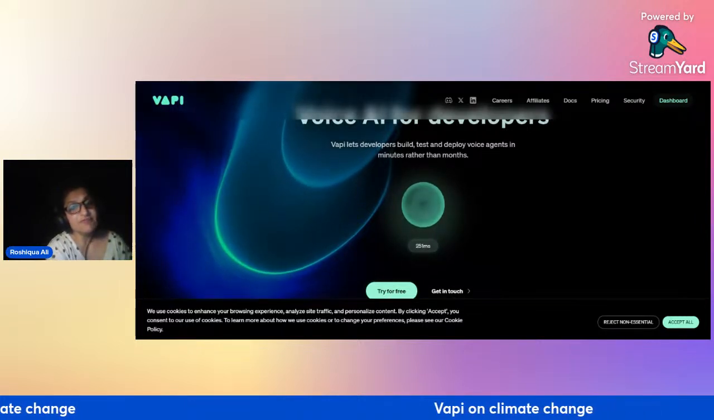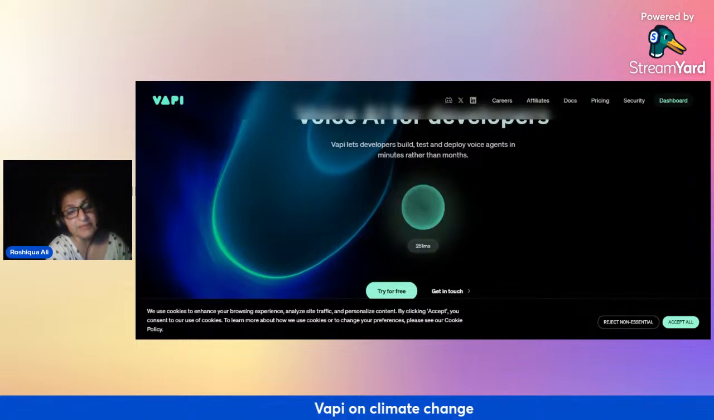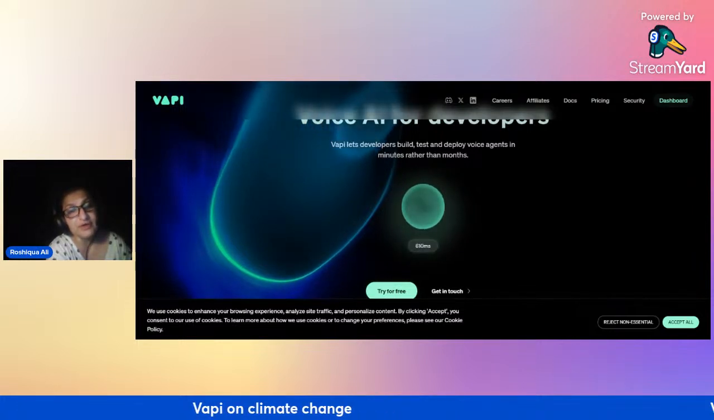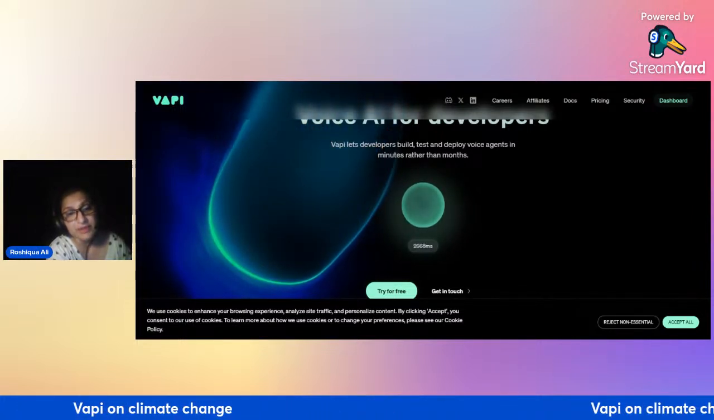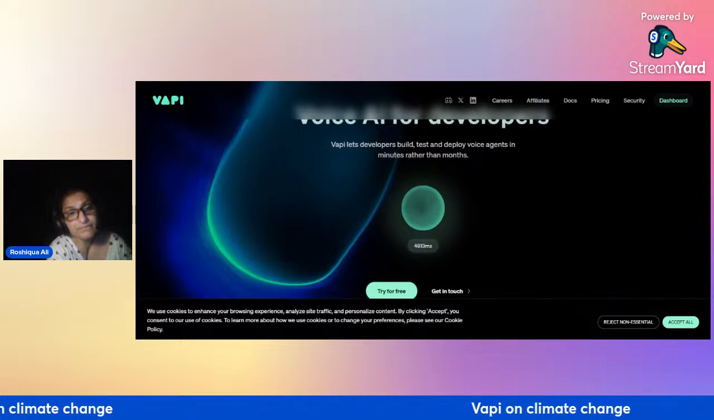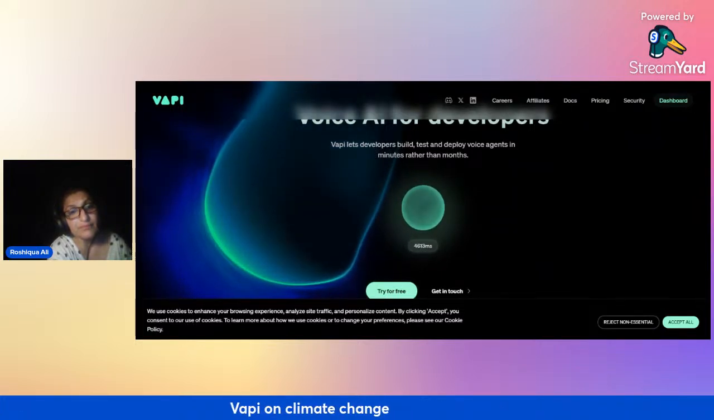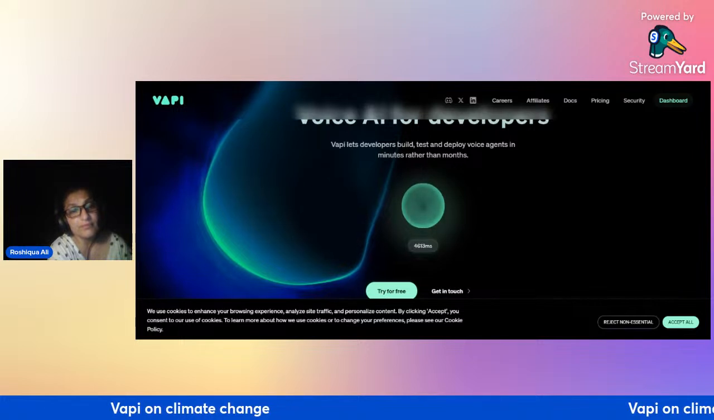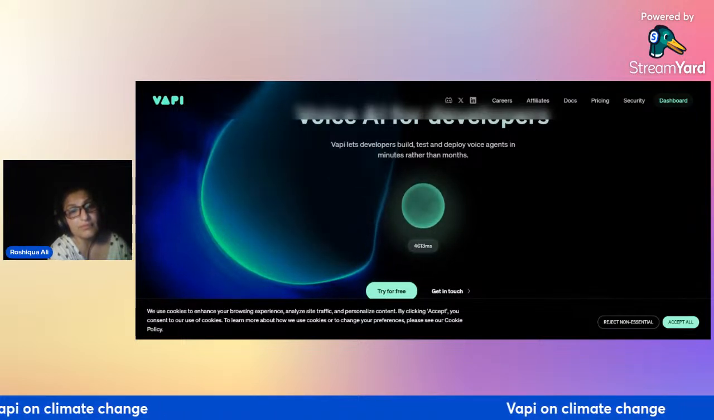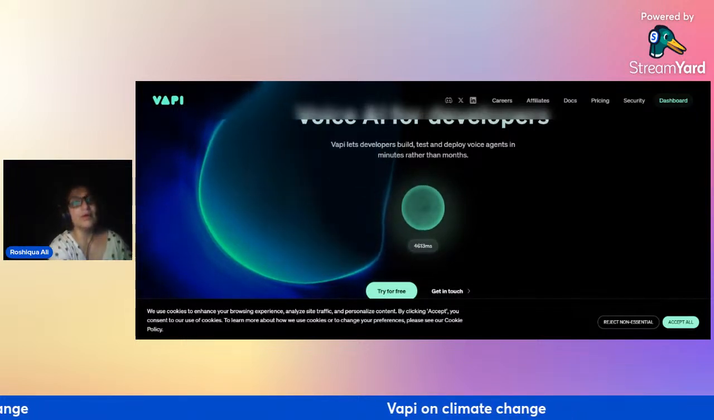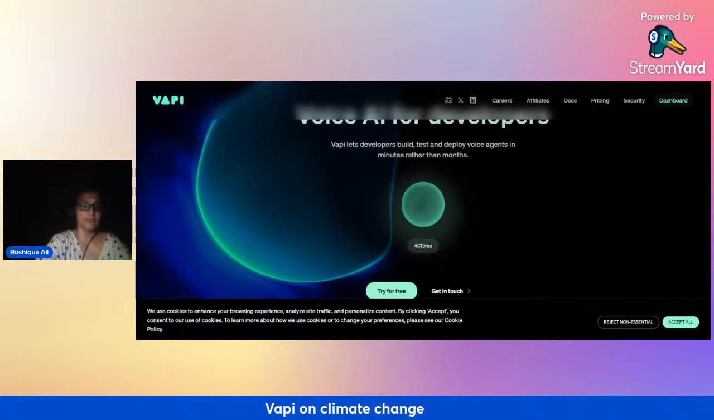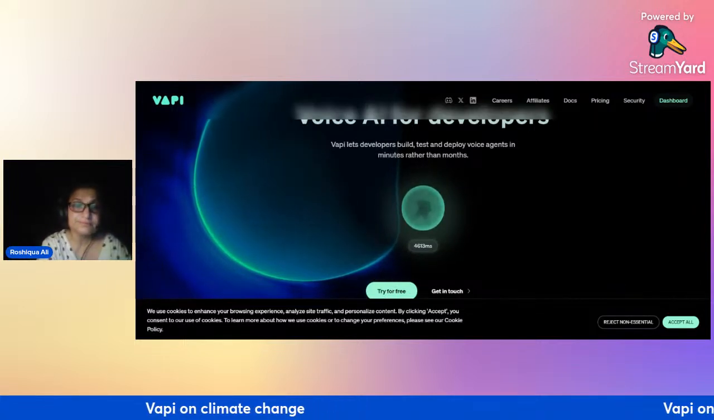All right. So, Vapi, couldn't you generate an image of such a house and share it with me? Sorry, I don't have the capability to generate images, but you can easily find examples of eco-friendly houses designed for hot, arid climates online. Just look up sustainable architecture in arid climates, and you'll find plenty of inspiration.